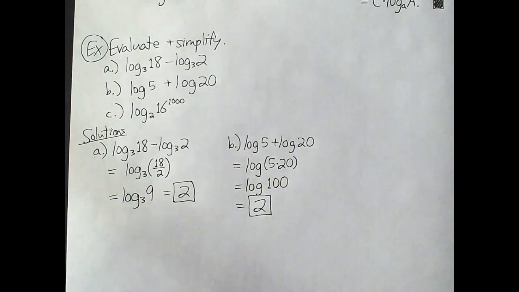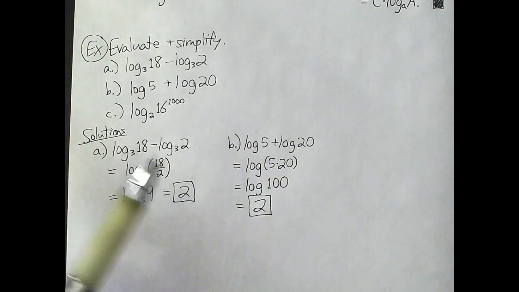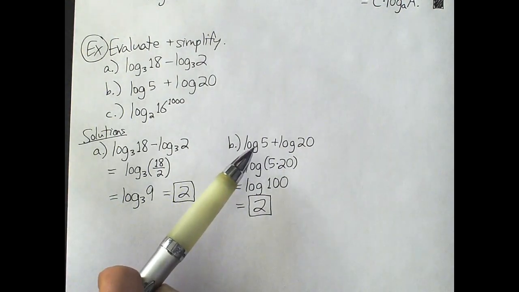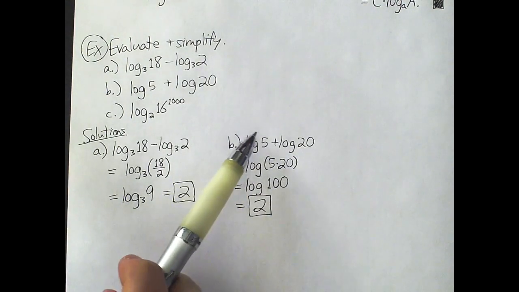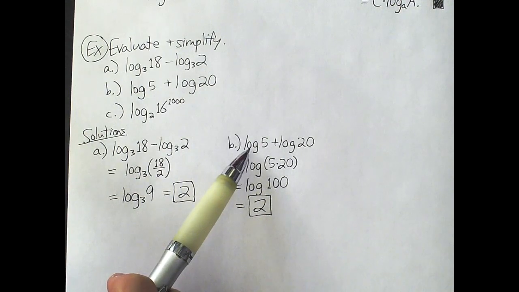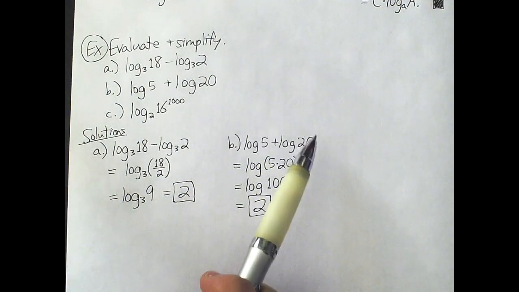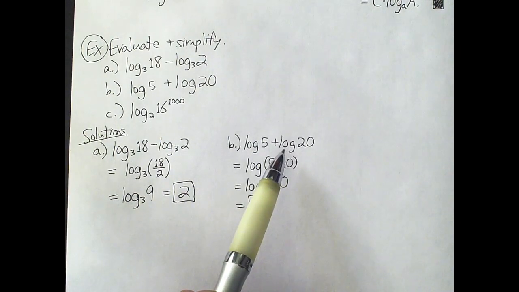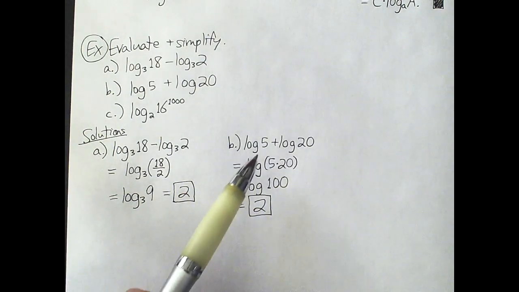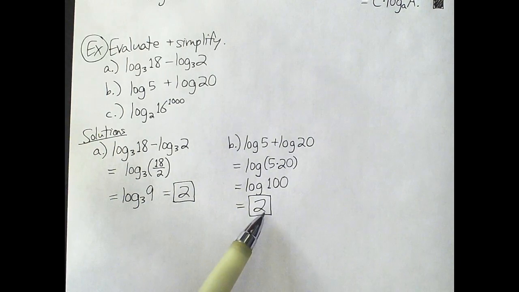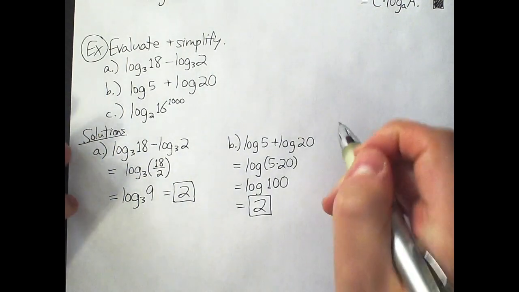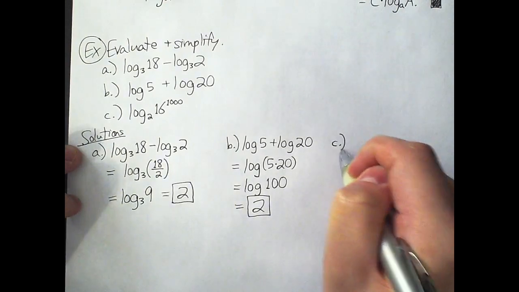Exactly 2. Oh, by the way, I'd like to mention that by itself, log 5 is kind of hard to figure out what it equals. It's one of those weird decimals. And log 20 by itself is hard to figure out what it equals. But we now know that log 5 plus log 20 is exactly 2. So you don't have to figure out the individual parts.